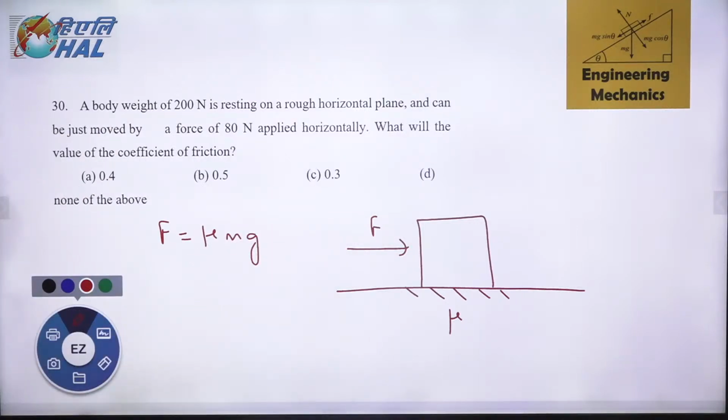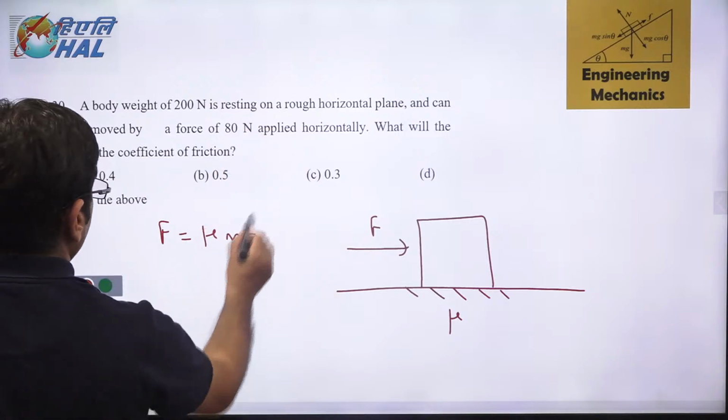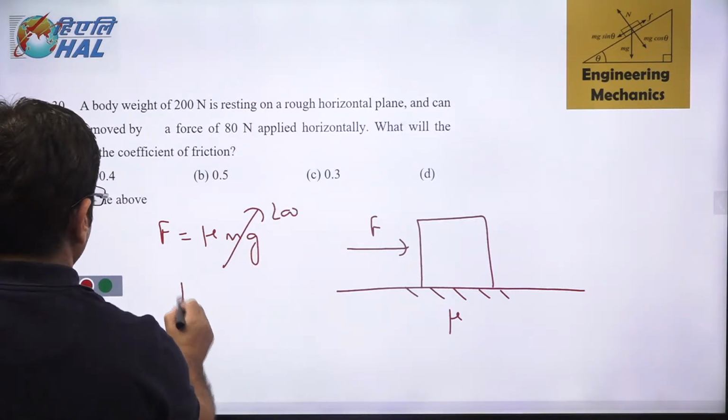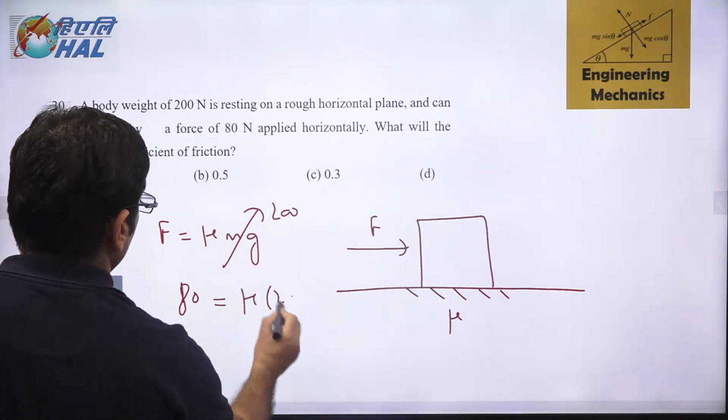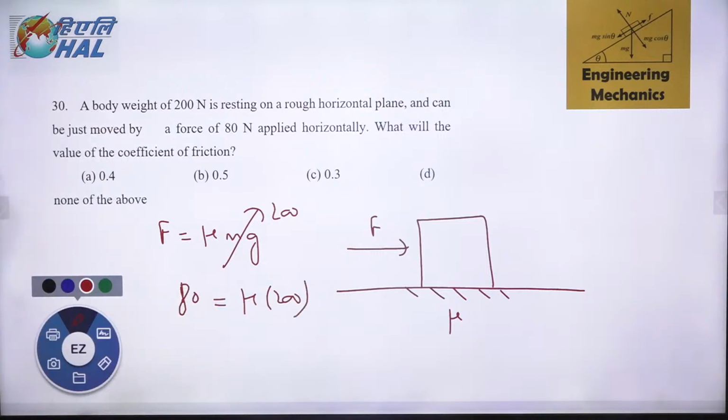A force of 80 Newton is applied horizontally. What is the value of coefficient of friction? The body weight is given as 200 Newton. F is given, 80 Newton, is equal to mu into 200. So mu is nothing but 80 over 200, that is 0.4. Right? Okay, so let's go for the next question.